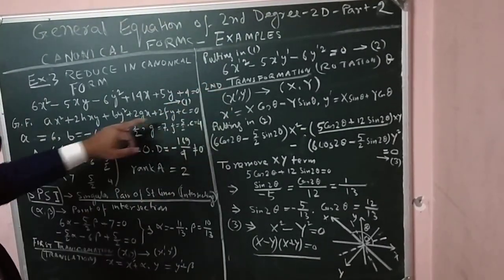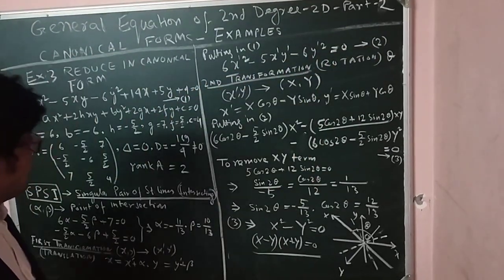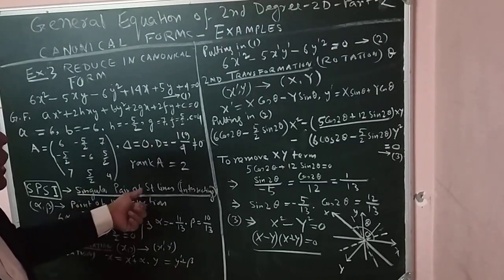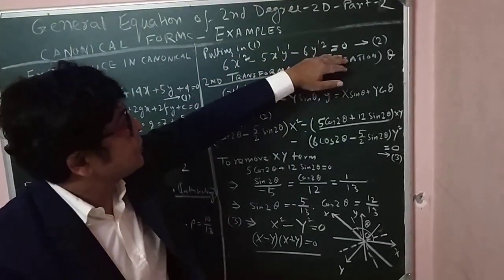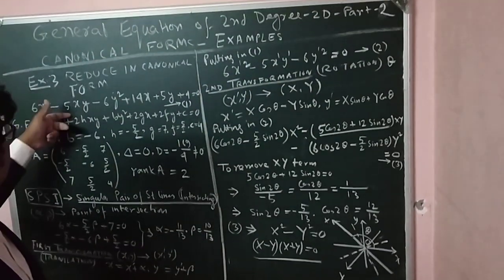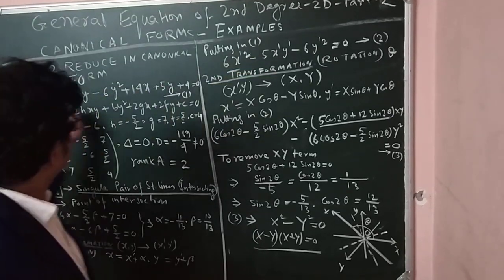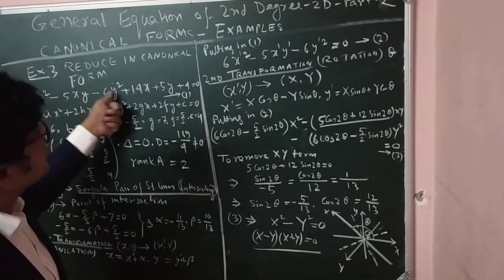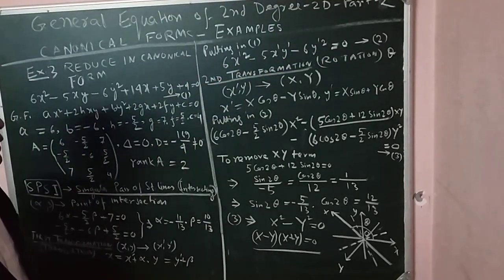So on substituting the equation, you will find that this is equal to 0 because this represents a pair of straight lines. It will be in the general equation of second degree, and you can find that the coefficient of the second degree terms remains intact: 6, minus 5, minus 6 will remain the same.